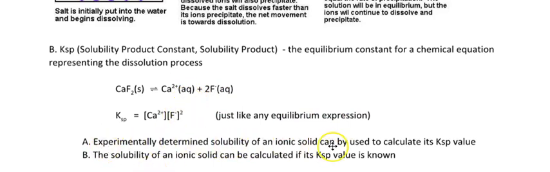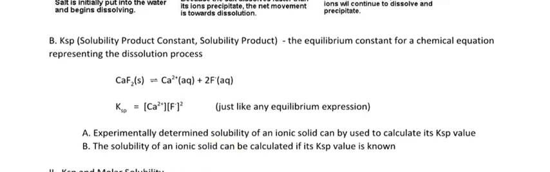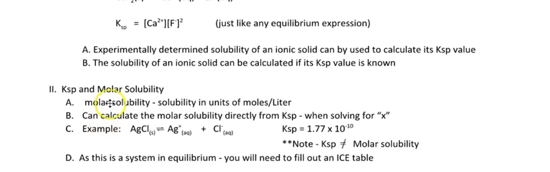Experimentally determined solubility of an ionic solid can be used to calculate its Ksp value, and the solubility of an ionic solid can be calculated if its Ksp value is known. So what did I just say here? The solubility of an ionic solid. Well, what's solubility? It's a concentration. It's a moles per liter kind of a thing, all right? And they have a special name for that, and that is called molar solubility. Hopefully that makes sense to you, all right? It is how many moles per liter are in the solution, all right?